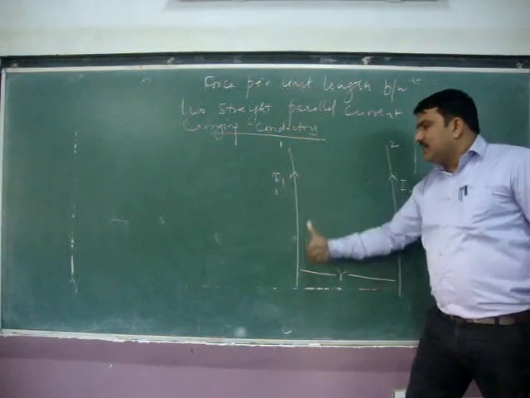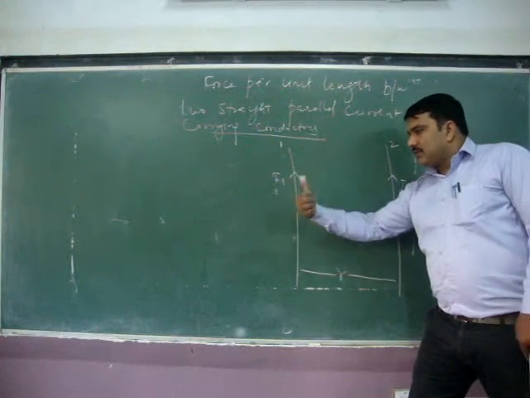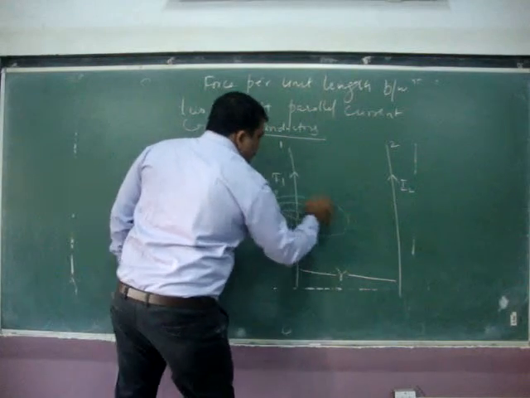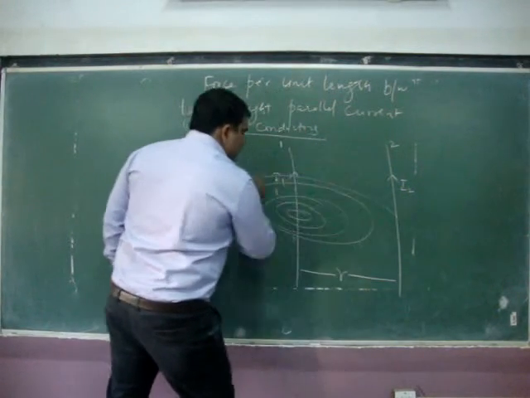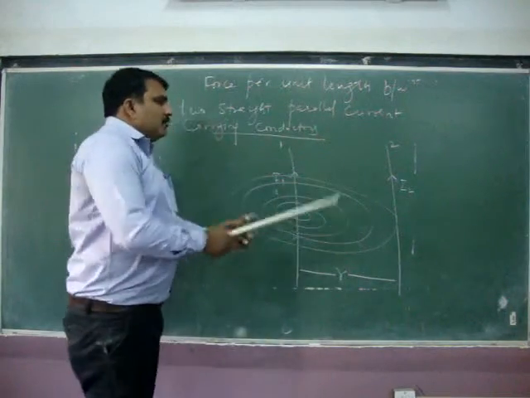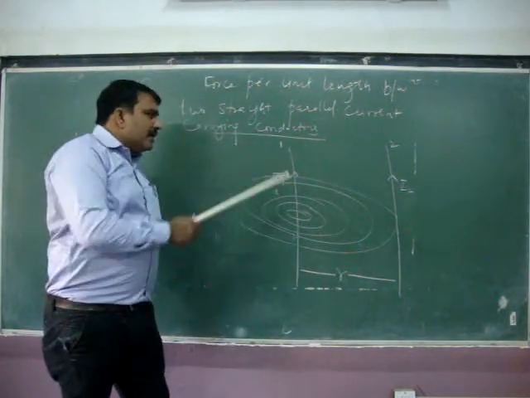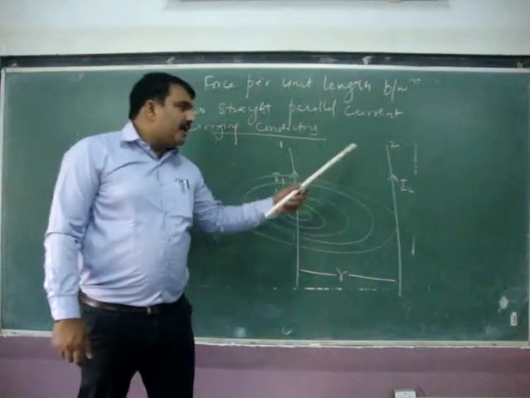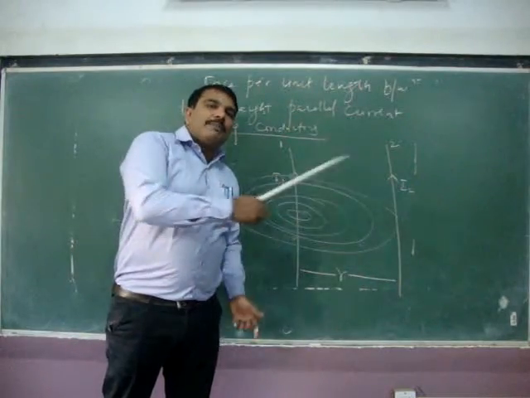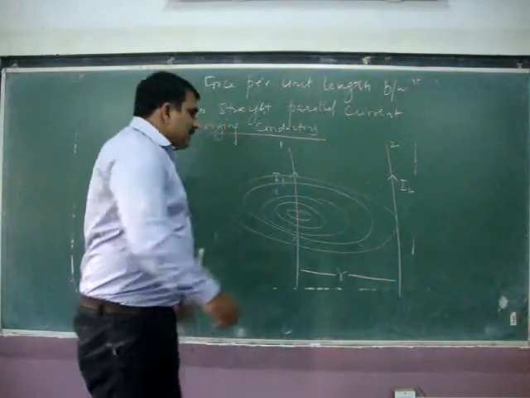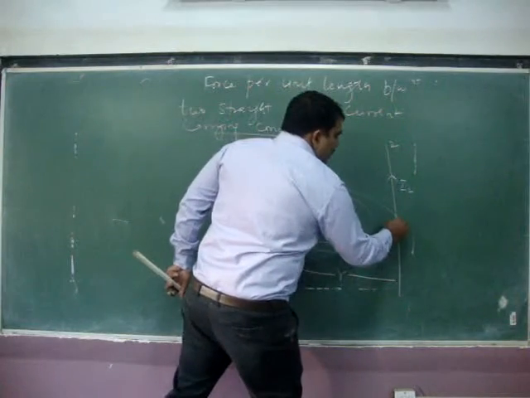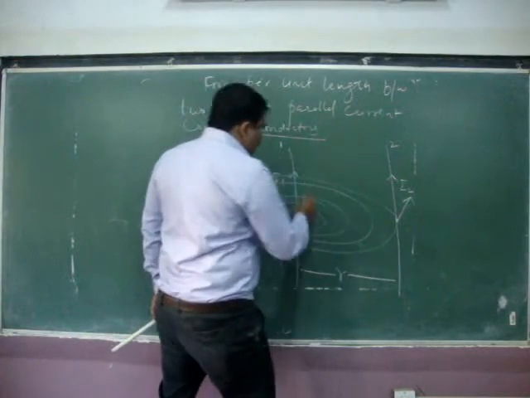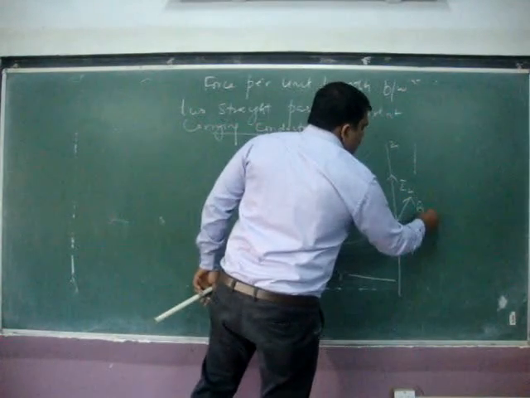So this wire is carrying current in this direction, so magnetic field lines will be like this. You can see that wire 2 is placed in the magnetic field of wire 1. Similarly, wire 1 is placed in the magnetic field of wire 2. The magnetic field of this wire at this point will be inward. If we use the right hand thumb rule, we can easily find out that the magnetic field of this wire at this point will be inward, and it is B1.